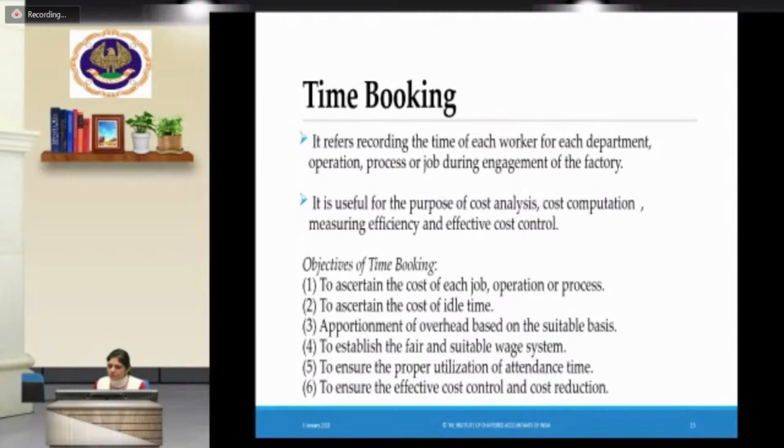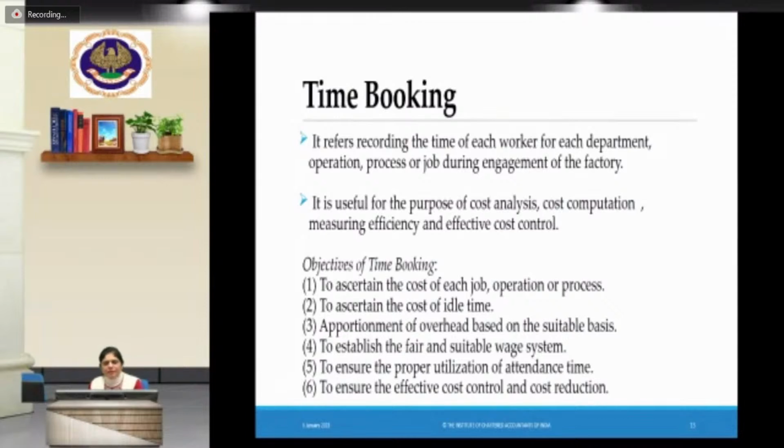So time booking details are very important to calculate the employee cost, and of course, cost control also. Right. So to ascertain the cost of each project, computation of cost, we get very important time details from the timekeeping department. Cost of idle time. So we ascertain the cost of idle time also. So during a day of 8 or 9 hours, how much the employee has actually worked on the product or a job or a department, and how much time he has actually spent sitting idle. All right. So we can generate that record and data from time booking.